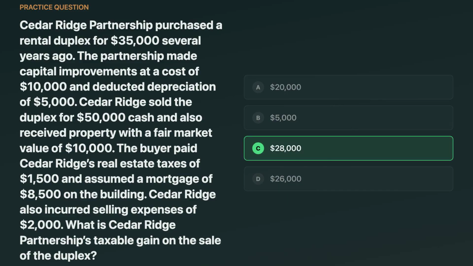The answer is $28,000. First, find adjusted basis. $35,000 plus $10,000 improvements minus $5,000 depreciation equals $40,000. Then, amount realized: $50,000 cash plus $10,000 property plus $8,500 mortgage assumed plus $1,500 taxes paid by buyer minus $2,000 selling expenses equals $68,000. Gain is $68,000 minus $40,000, or $28,000. The common trap is forgetting the assumed mortgage.